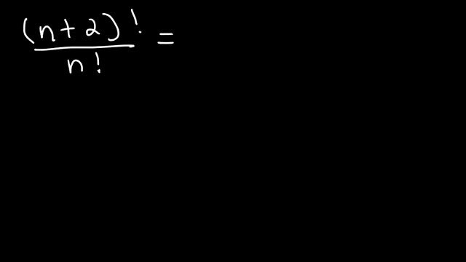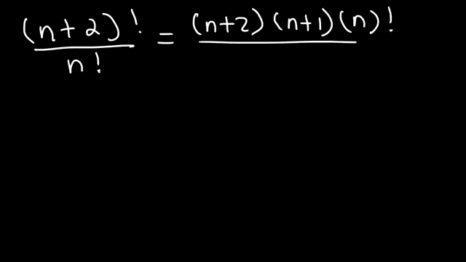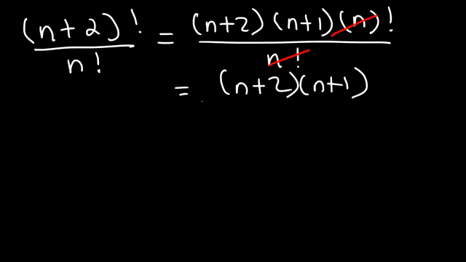Try this one. n plus 2 factorial divided by n factorial. So n plus 2 is the larger number in this case. So it's going to be n plus 2, and then 1 less than that is going to be n plus 1. And then if you subtract that by 1, you get n, or n factorial. So we could cancel n factorial, and we're going to be left with n plus 2 times n plus 1. And that's the answer.